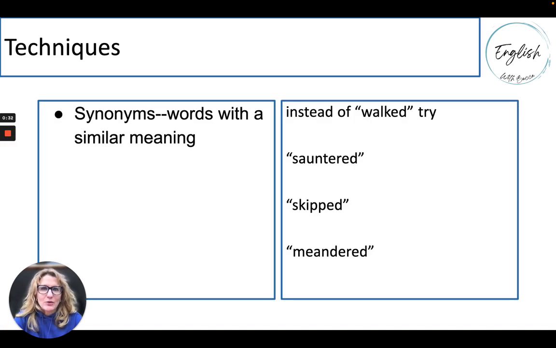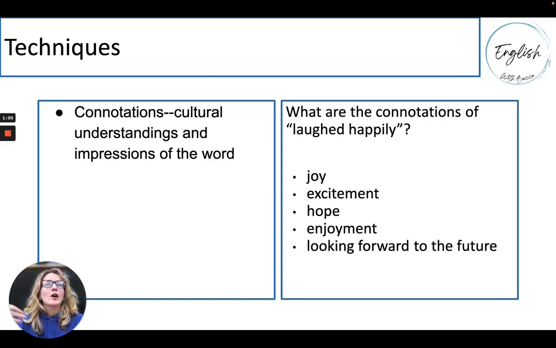You need to use synonyms, words that have a similar meaning. So if the writer has used the word walked, think about the overall tone or ideas behind walked. Well, the writer is talking about the fact that this person is sauntering or skipping or meandering. So you're explaining the words that the writer has used using similar words because it shows that you understand the implications of that word.